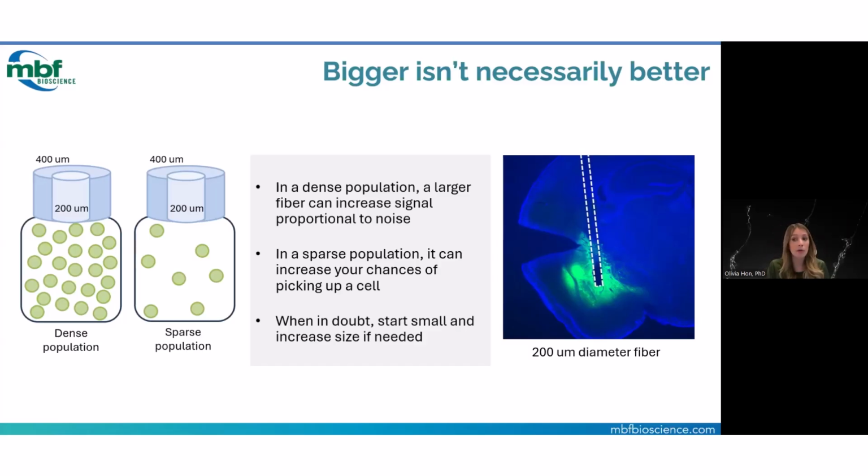And this applies both for rats and mice. I've seen people assume, oh, if I'm doing a rat, everything just needs to be bigger. It's not necessarily true. So always start with the 200, and if you need to, go up in size. You also can go smaller. I've seen people record with 50 micron fibers, 100 micron fibers. Up to you. I don't think it makes a huge difference, but I would avoid going bigger.